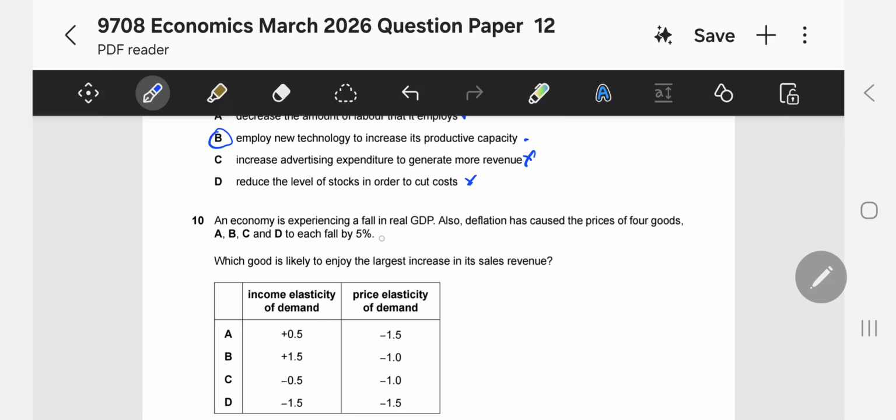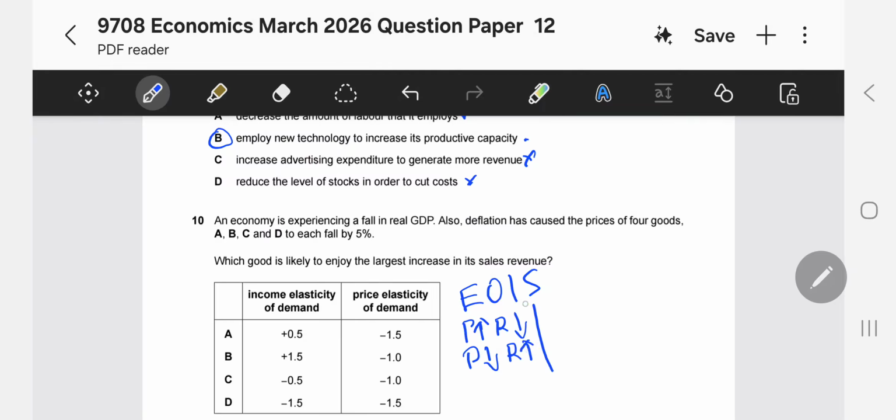An economy is experiencing a fall in real GDP. Also, a deflation has caused the prices of 4 goods, A, B, C, and D, to fall by 5%. Which good is likely to enjoy the largest increase in its sales? I learned this a while ago. When price increases for an elastic good, the revenue goes down, and the other side is true. When the price decreases, the revenue goes up.